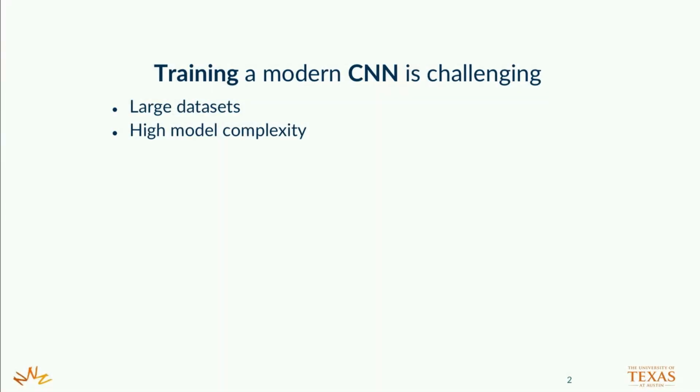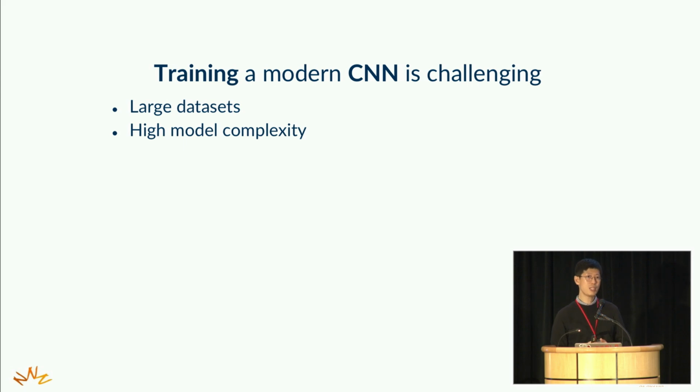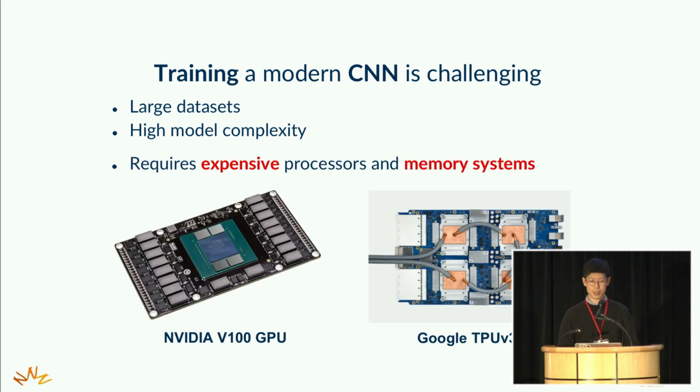As one of the speakers mentioned, training a modern CNN is a challenging problem. It's mainly because of the already large and ever-growing dataset size and the high complexity of network models. To accelerate such complex CNN training, a cluster of expensive accelerators with a luxurious off-chip memory system is used. So in this work, we challenge the need for an expensive high-bandwidth memory system for CNN training.